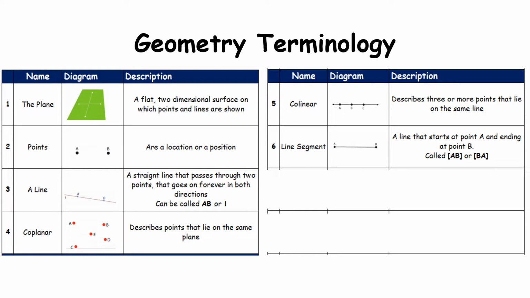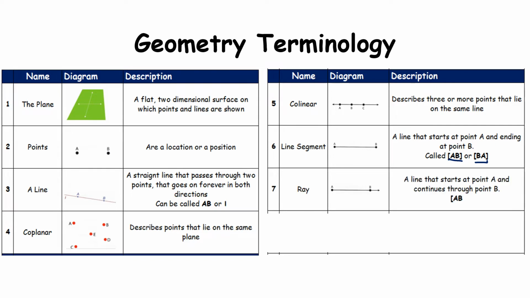A line segment is a piece of a line. It is a line that starts at A and ends at B. It's written using square brackets, and it can be written as A to B or B to A. So you can see the two pieces here. It can be written like this or this. A line segment is just a piece of a line, so it starts and it ends.